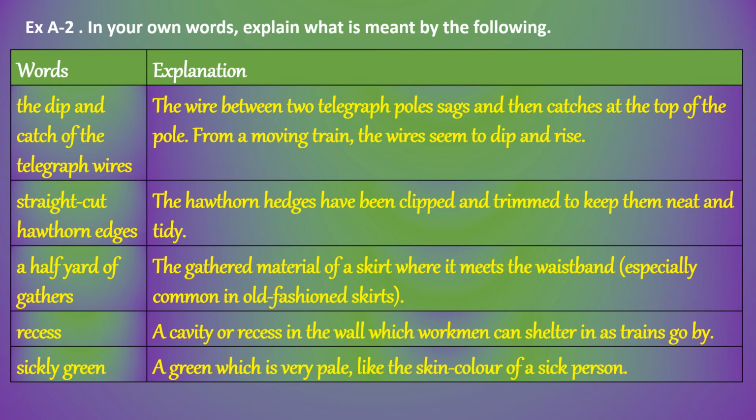Number 2, straight-cut hawthorn hedges. Explanation. The hawthorn hedges have been clipped and trimmed to keep them neat and tidy. Number 3, a half-yard gathers. Explanation. The gathered material of a skirt where it meets the waistband, especially common in old-fashioned skirts.